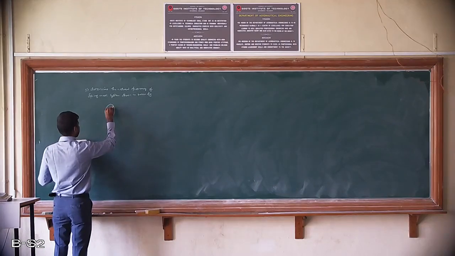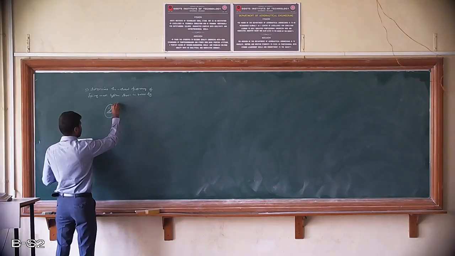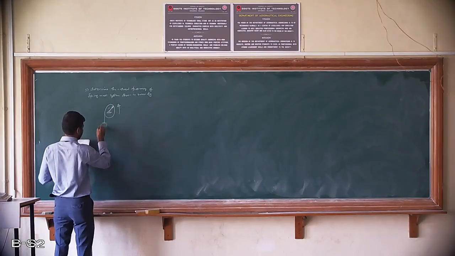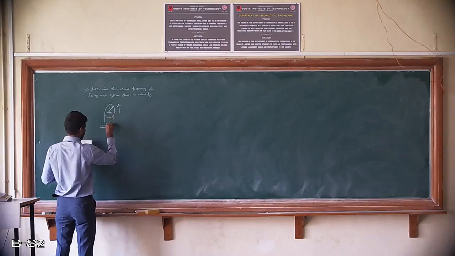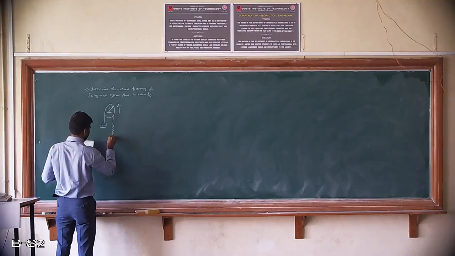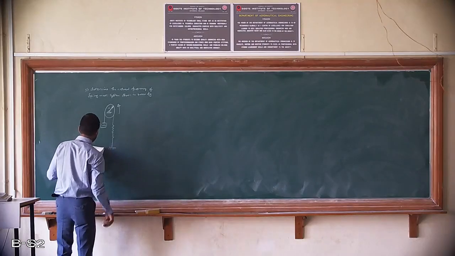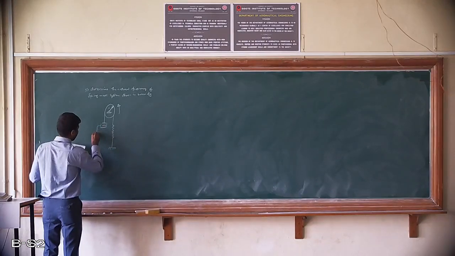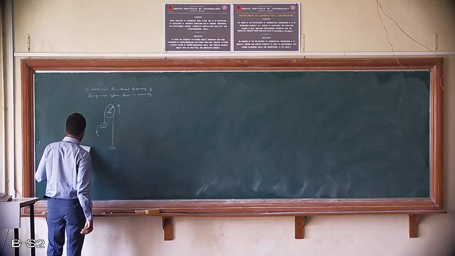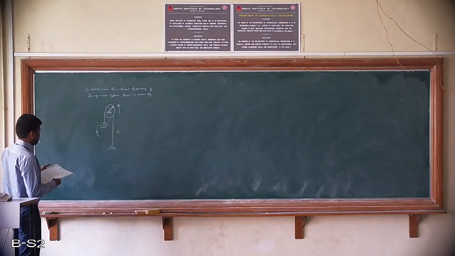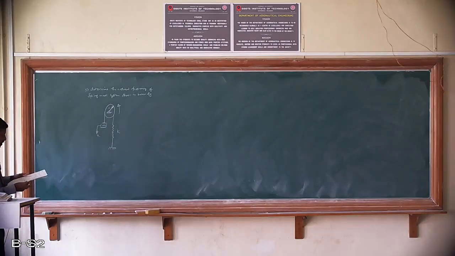This is the radius r and it is moving in this direction. Here we have attached one mass, and here is the spring which is fixed at the bottom, and this mass moves in the downward direction, that is shown as x. The spring has a stiffness of k. So for this system we need to find out the natural frequency.